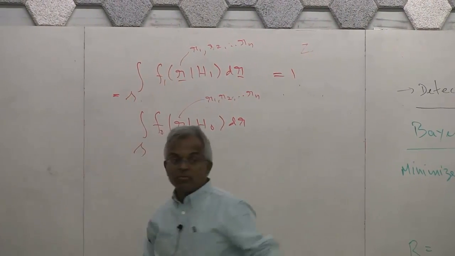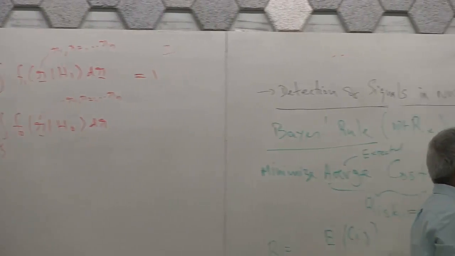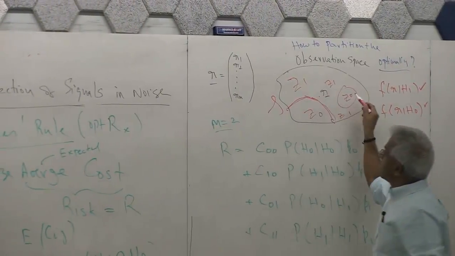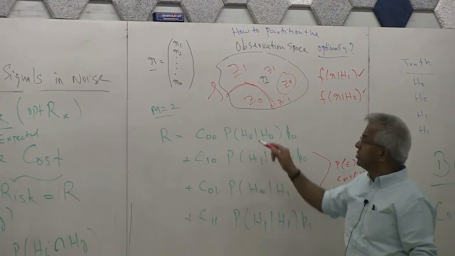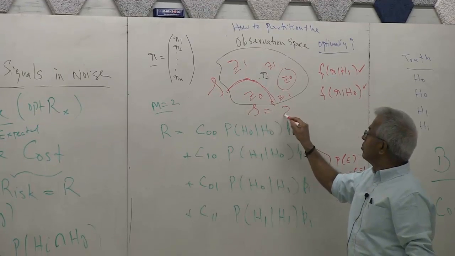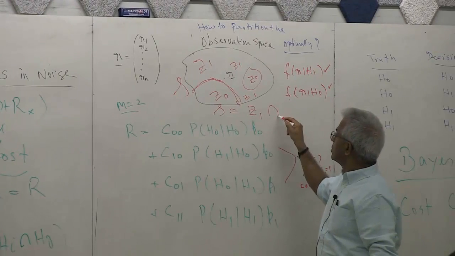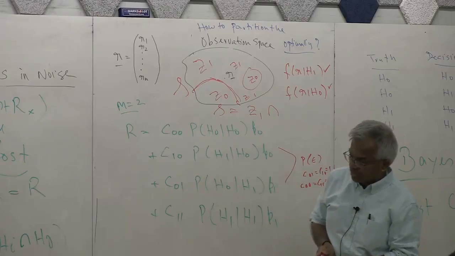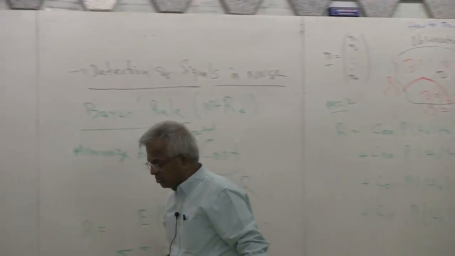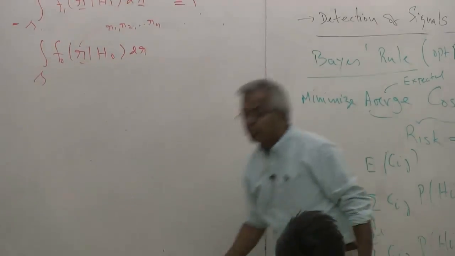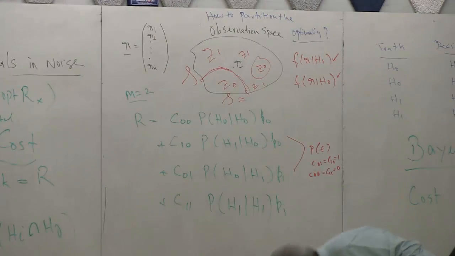But you see, what we want to do is find out how to partition this whole space into two regions. So what we want is to partition the whole space as the disjoint union of Z0 and Z1, right?